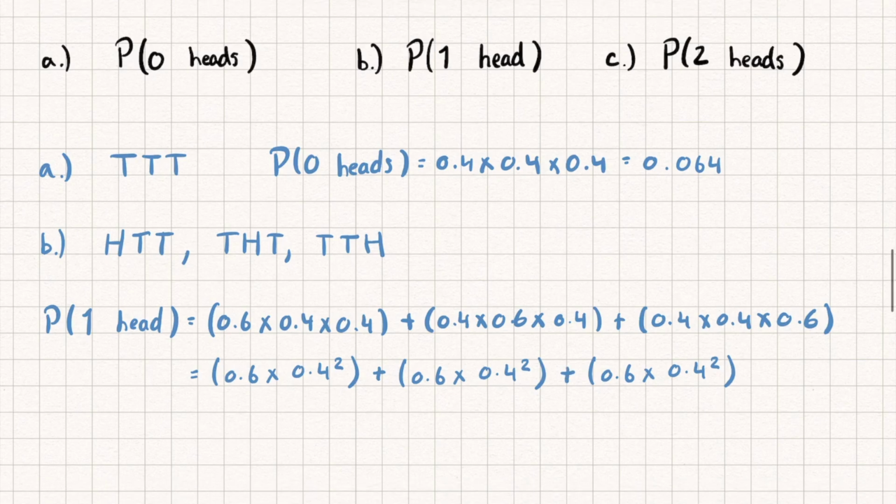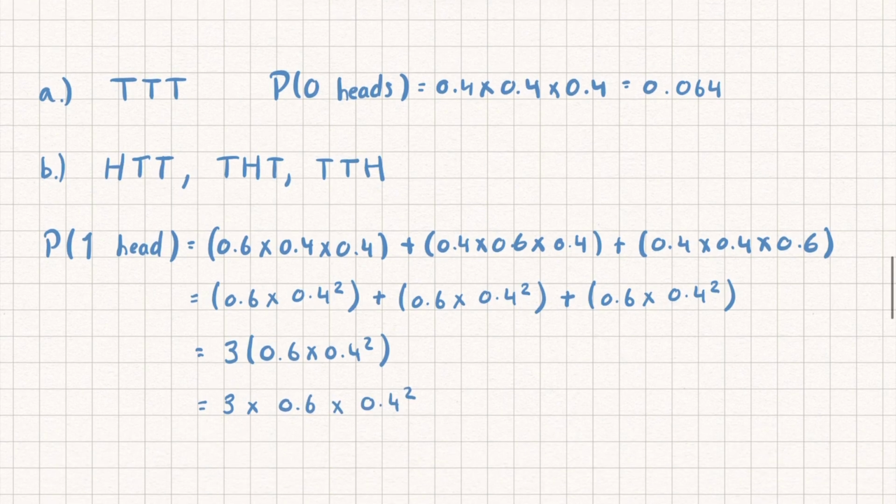And again, we could write this differently. We could say, well, this is exactly the same as doing 3 lots of it. So 3 lots of 0.6 times 0.4 squared. Okay, and to make it even clearer what I'm now going to say, I'm going to write it like this: 3 multiplied by 0.6 times 0.4 squared. Okay, so why have I chosen to write it like this? Well, you'll see why, because it will link nicely to the binomial distribution.